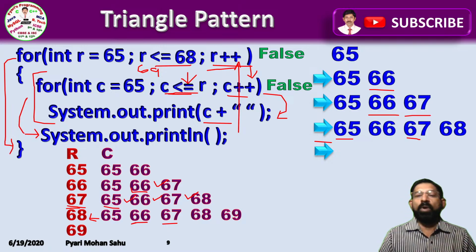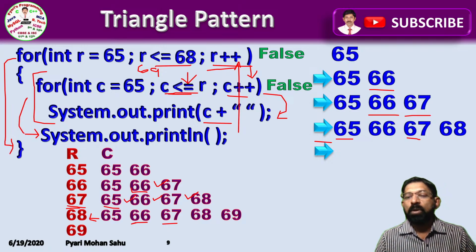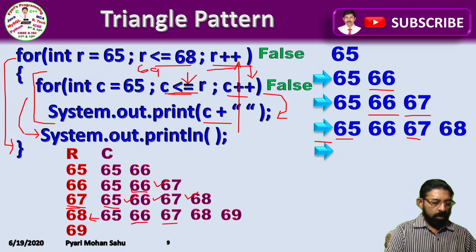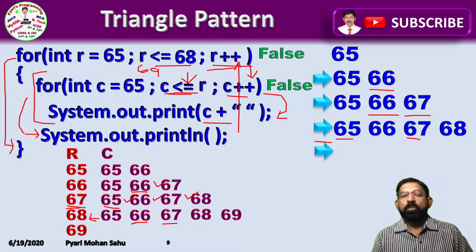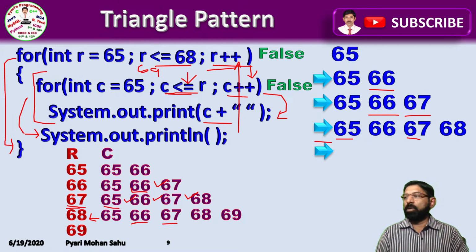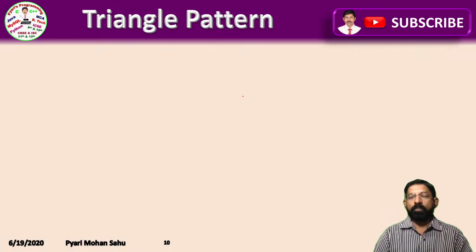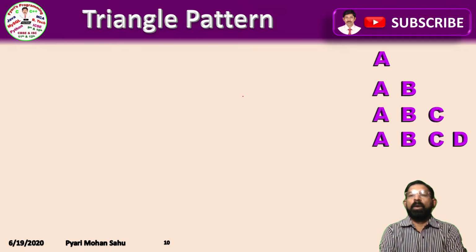Hope I am clear to everyone. Quickly give me a confirmation. Understood? So that we can go for the character pattern. If you have understood, then we'll move towards the character pattern. And this is my character pattern. First character pattern: A, AB, ABC, ABCD.